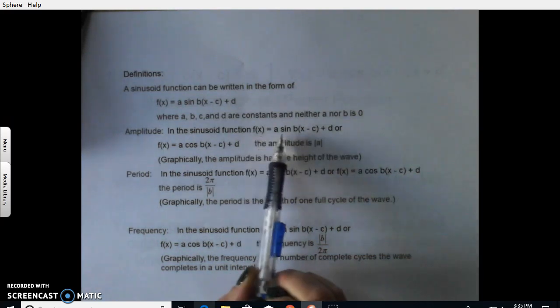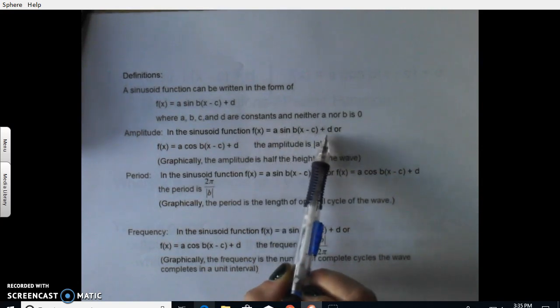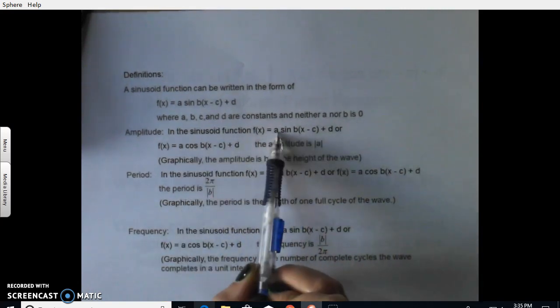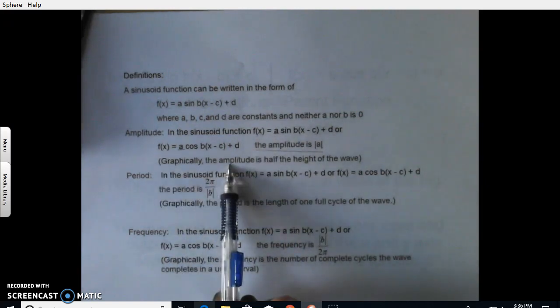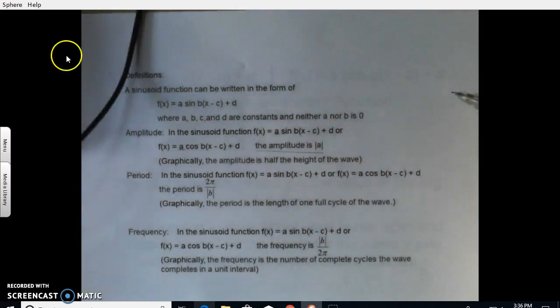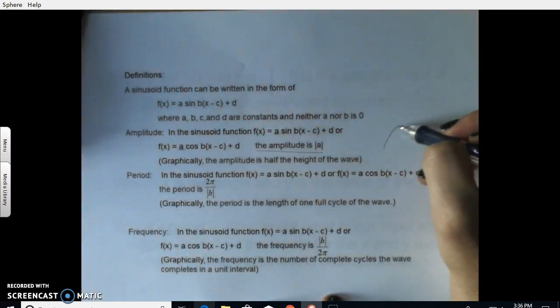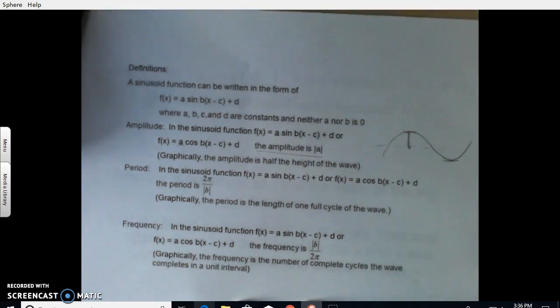So if we have f of x is equal to a times sine of b times x minus c plus d, or cosine, a is our amplitude. Graphically, our amplitude is half of our height of the wave. So if we have a wave, from our max to our min, the distance of half of it would be our amplitude.